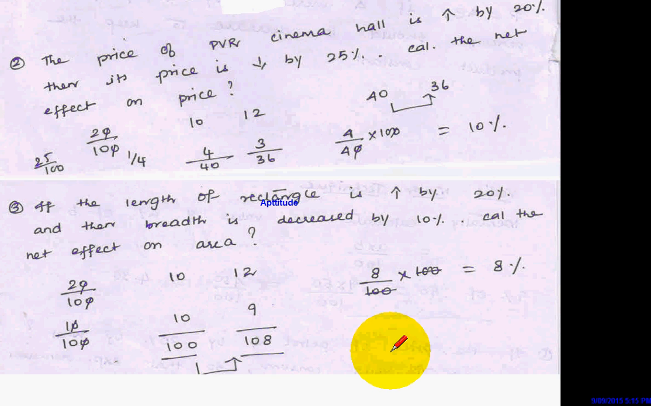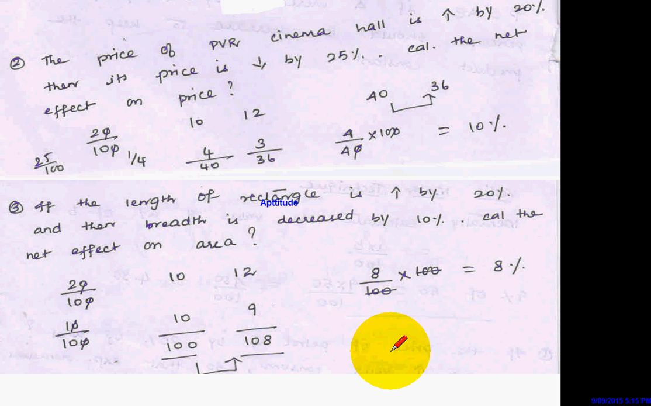The price of a PVR cinema hall is increased by 20%, then its price is decreased by 25%. These are statement traps. First it is increased and immediately it gets decreased, so we call it a statement trap. Calculate the net effect. Now we need to calculate the net effect.